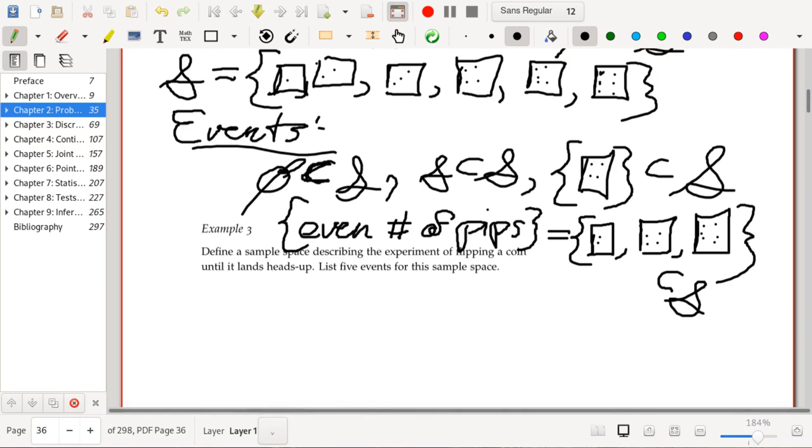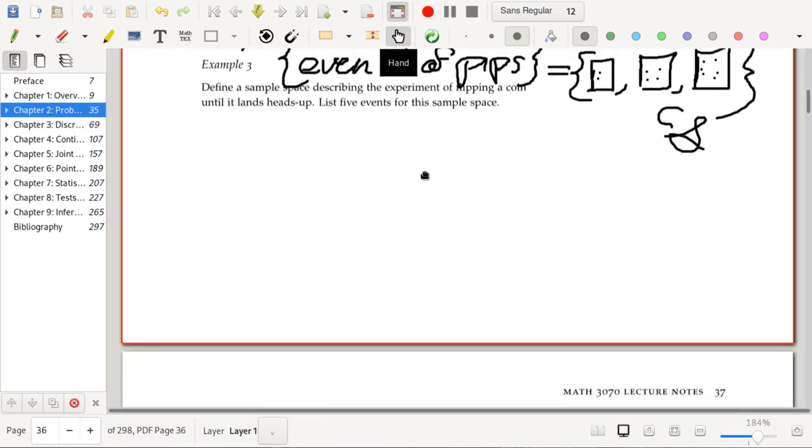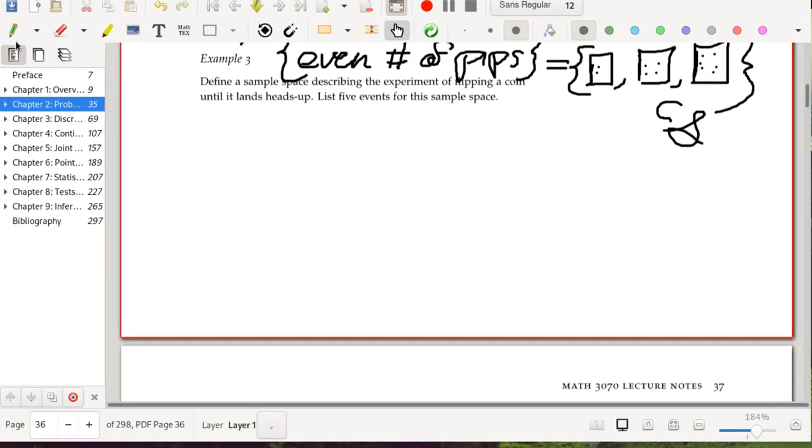Anyway, example 3. Define a sample space describing the experiment of flipping a coin until it lands heads up. List 5 events from this sample space. Ooh. So what does this look like? Well, I'm going to say here's my sample space. And, well, what's one possibility? Flip a coin until it lands heads up.